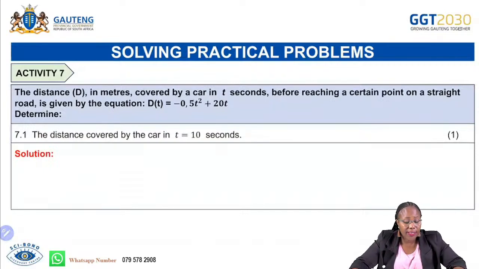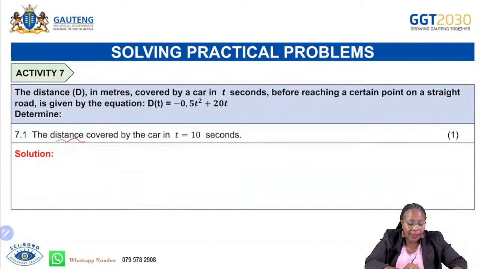Okay, the distance D in meters, that is another question, question 7. The distance D is indicating a distance in meters. Remember, for distance they can use letter D or letter S, it is both talking to the distance. The distance D in meters covered by a car in t seconds before reaching a certain point on a straight line road is given by the equation D(t) is equal to minus 0,5 t squared plus 20t.